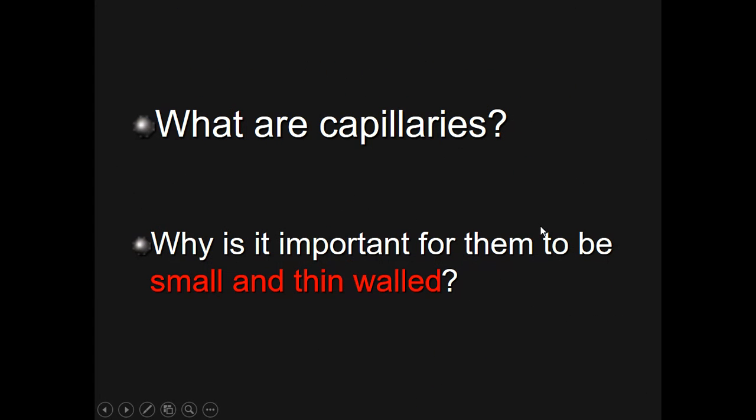Now, what are capillaries, and why is it important for them to be small and thin-walled? Capillaries, hopefully you realize, are the smallest blood vessels in your body. They come in contact with pretty much every cell in your body except for some of your joints. They have to be small and thin because that allows diffusion to happen.